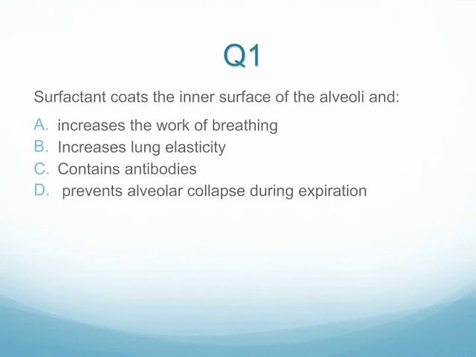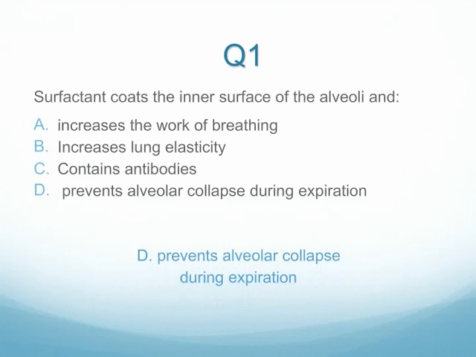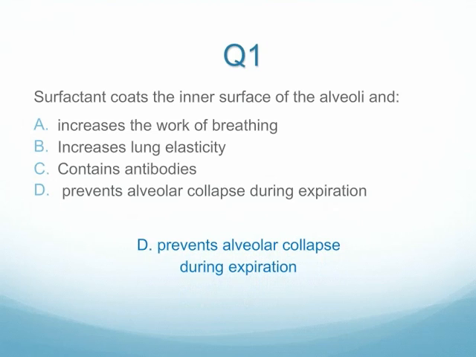Let's start out with a little quiz. Surfactant coats the inner surface of the alveoli and is it A, increases the work of breathing, B, increases lung elasticity, C, contains antibodies, or D, prevents alveolar collapse during expiration? Correct answer is D, prevents alveolar collapse during expiration.